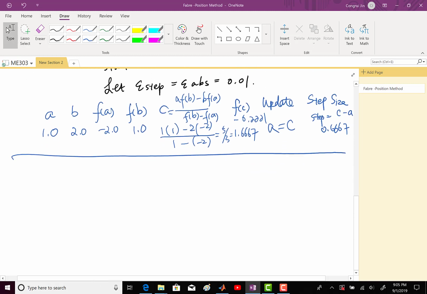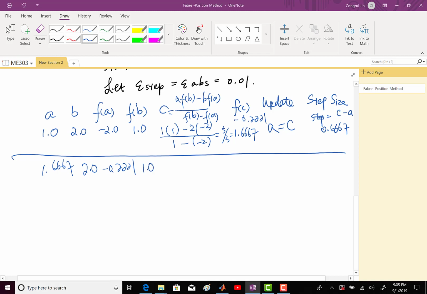All right. So this is the first iteration. In the next iteration, we use A, which is already updated. So this should be 1.6667. B remains the same. And FA will be the old FC, so it's negative 0.2221. And FB remains the same, 1.0, right?